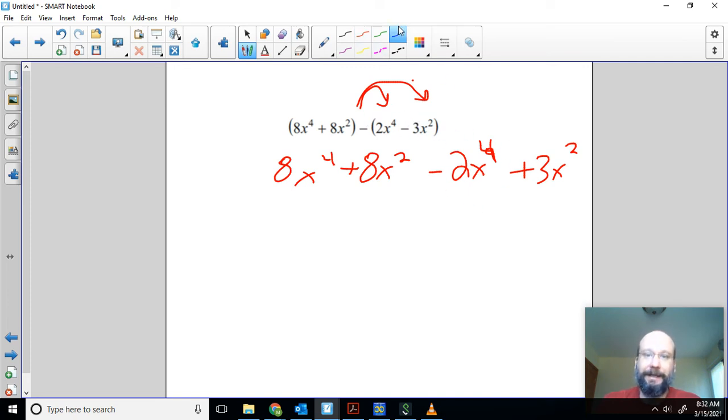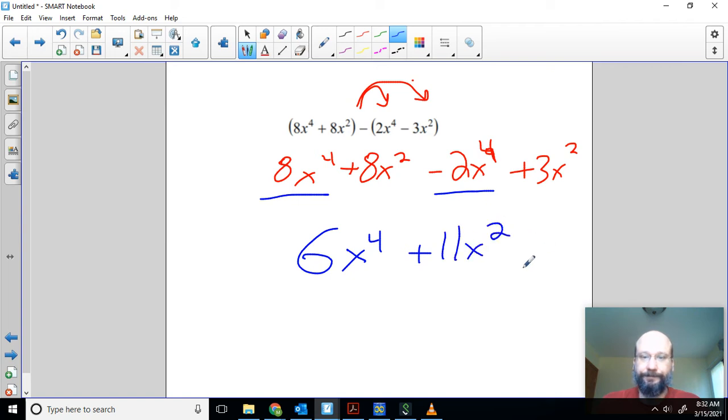And then I combine my like terms. I have an x to the fourth and an x to the fourth. These are like terms. They both have x to the fourth. 8x to the fourth minus 2x to the fourth is 6x to the fourth. 8x squared plus 3x squared, they're like terms, and that's going to give me 11x squared.